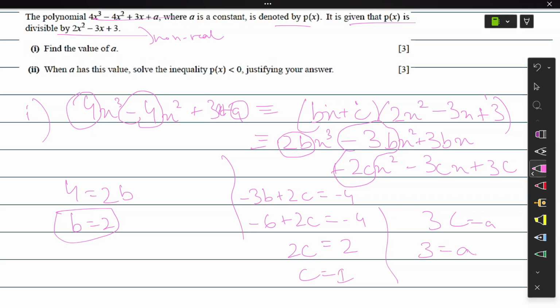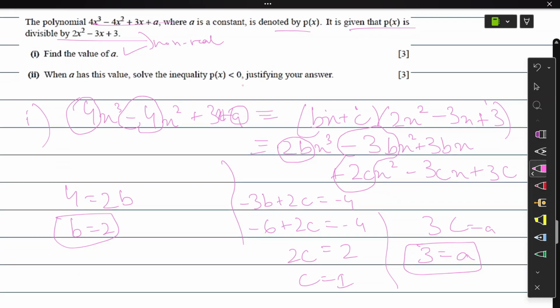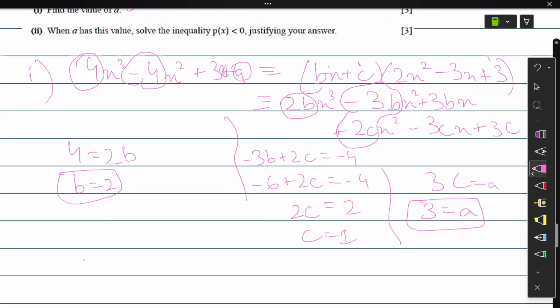So 3 equals to a. Because c is now 1, so 3 ones are 3. So a equals to 3. First part done. Now again we have a cubic inequality, part 2. For this value of a, solve the inequality that p of x is less than 0, justifying your answer.